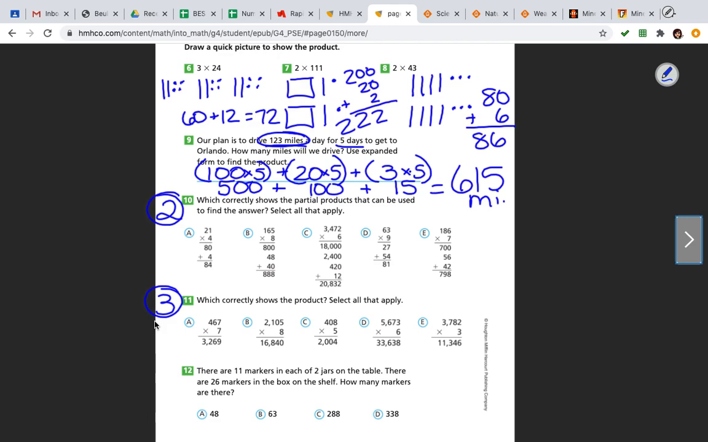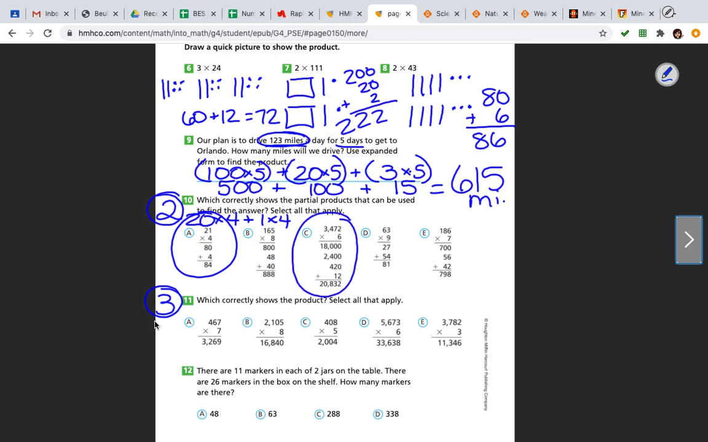All right, number 10, which correctly shows the partial products that can be used to find the answer? Select all that apply. You should have chosen A, 21 times 4. So you would have said 20 times 4 plus 1 times 4. So 20 times 4 is 80, 1 times 4 is 4. Add it together, you get 84. You should have also chosen C.